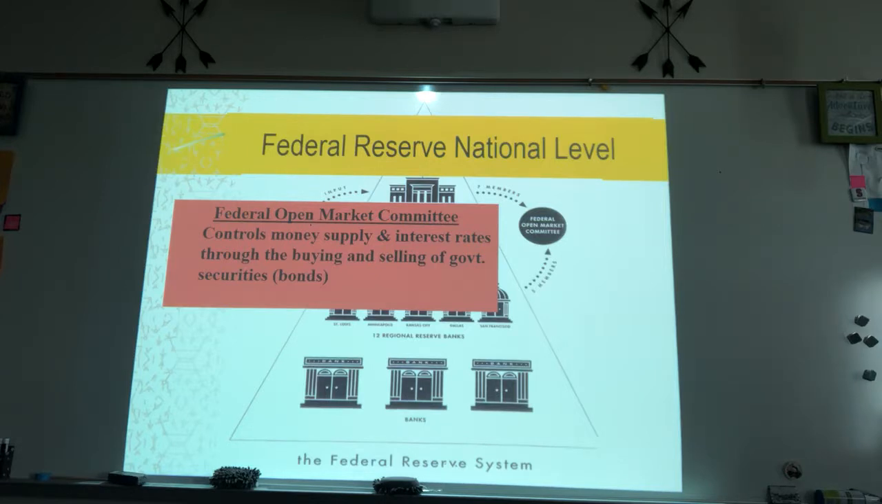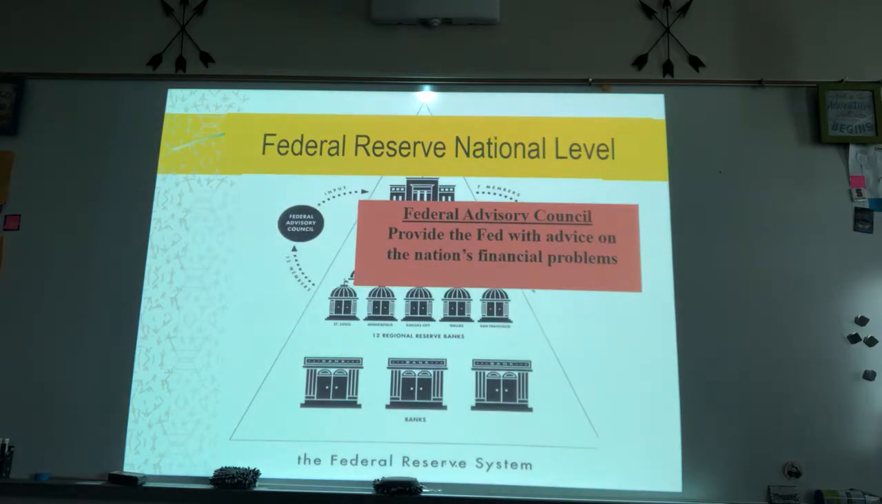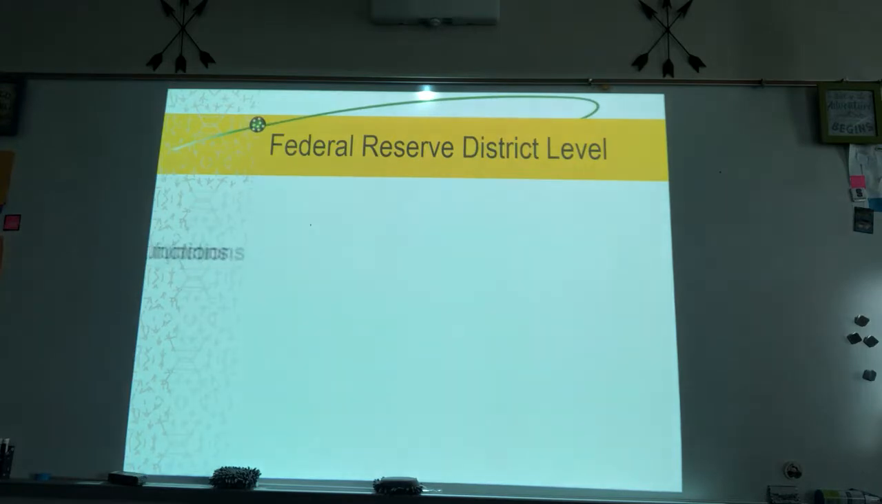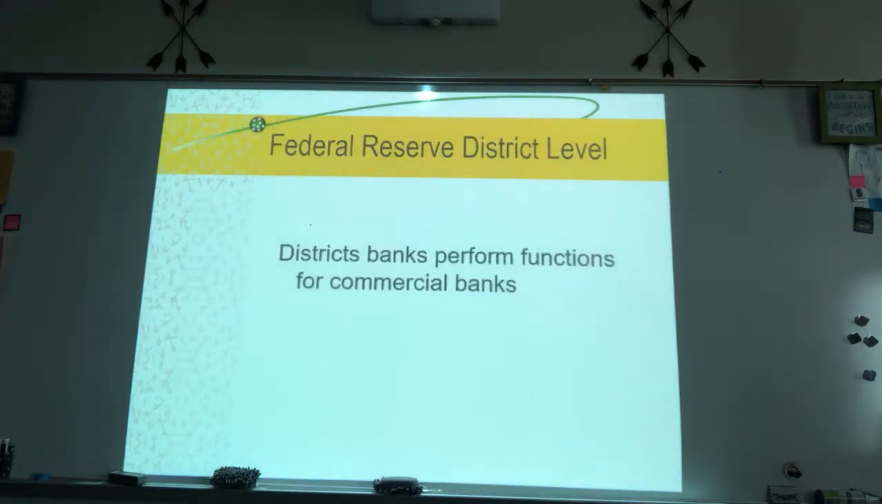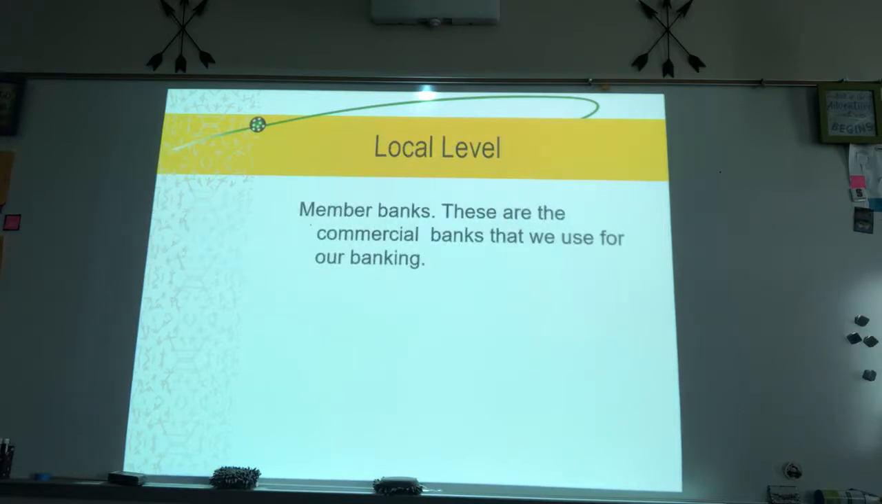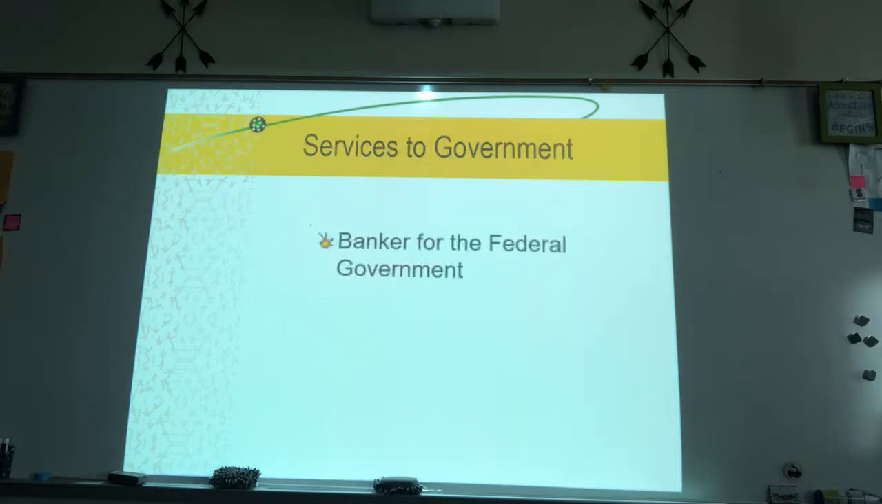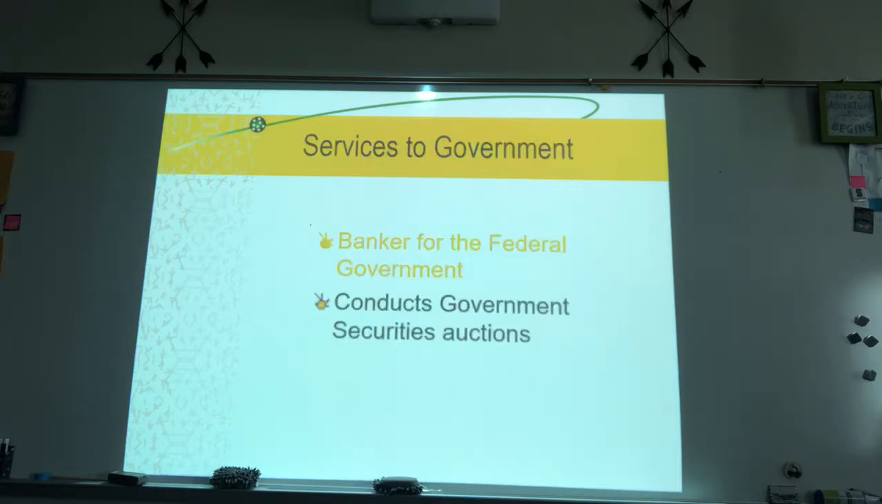The Federal Open Market Committee, we talked about them controlling the money supply. The more money they put out there, we see that has an impact on our interest rates. The Federal Advisory Committee provides the Fed with advice on the nation's financial problems and what we're going through. So we're going to see district banks perform the functions of the commercial banks, looking over what people spend. And at the local level, these member banks we use for our own banking.